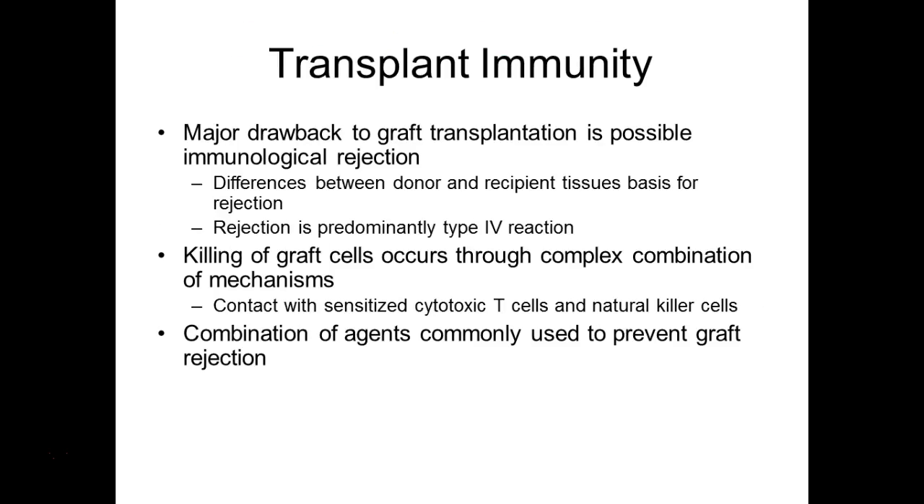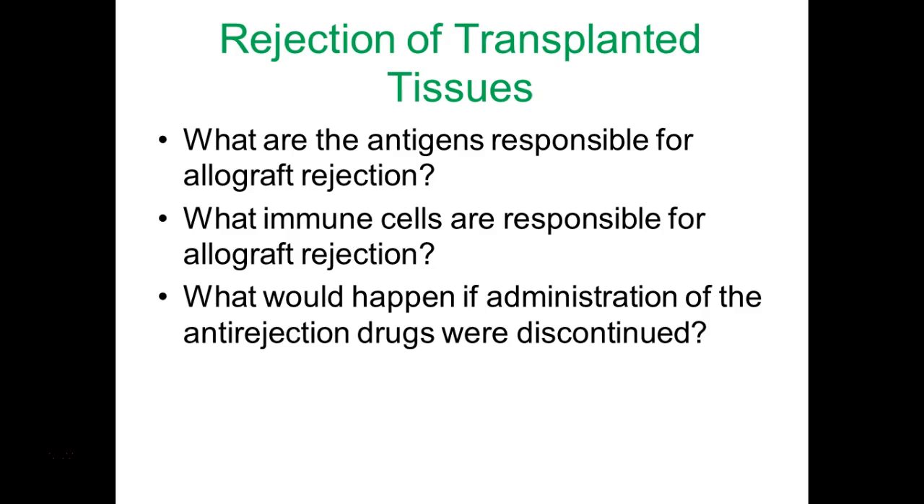So the drawback to graft transplants is the possible immunological rejection, right? The immune system not recognizing it as self because it's not, right? Because it's T cells, this also falls under the type 4 hypersensitivity, right? What would happen if the administration of anti-rejection drugs were discontinued? There's the potential that they would reject the organ and die.